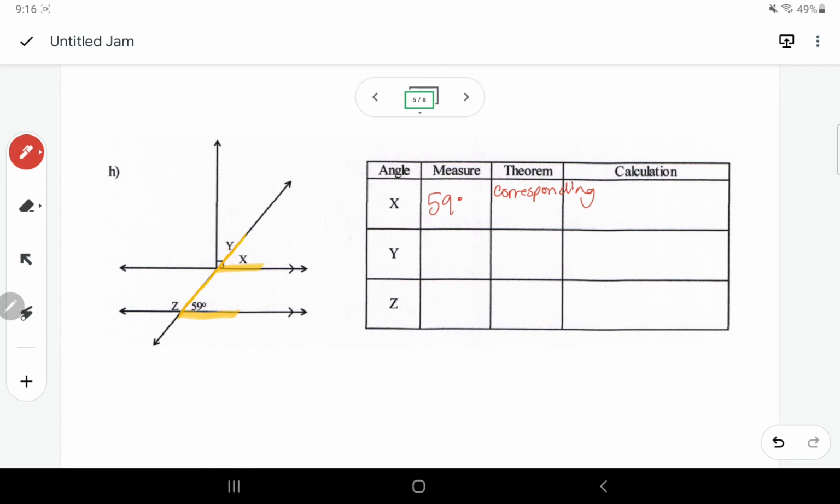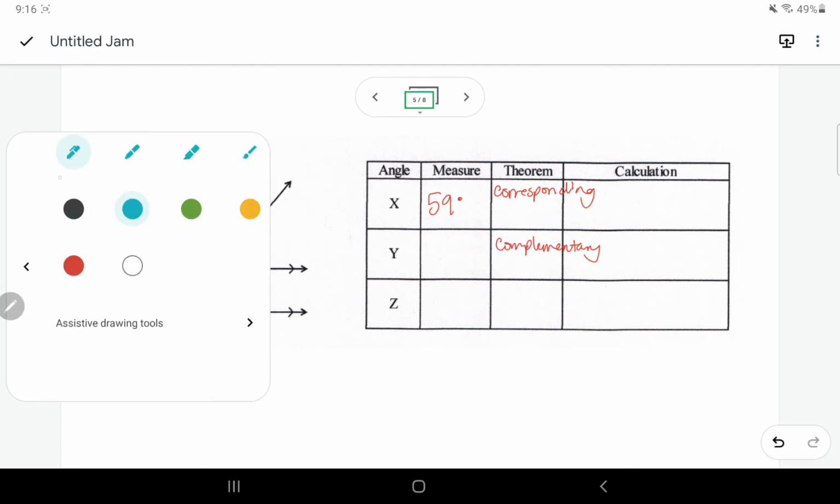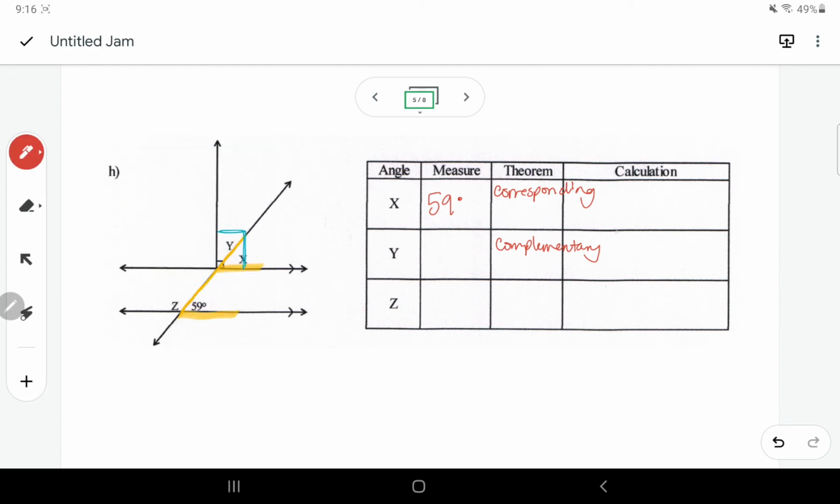Then from there I could figure out that Y, because that's going to be complementary with my X. These make a 90-degree angle, so they'll add up to 90. So Y is 90 minus 59, so Y is 31 degrees.